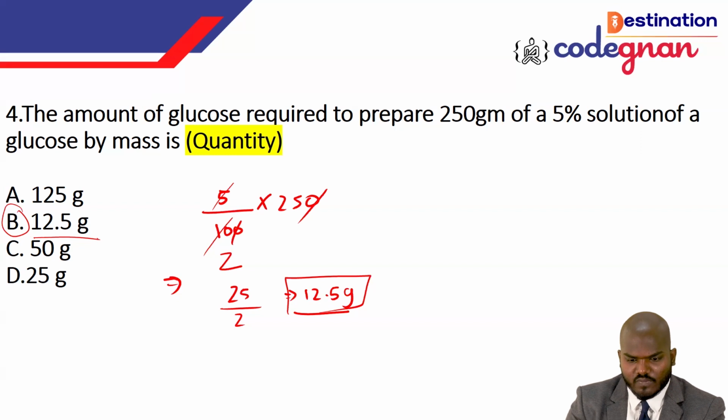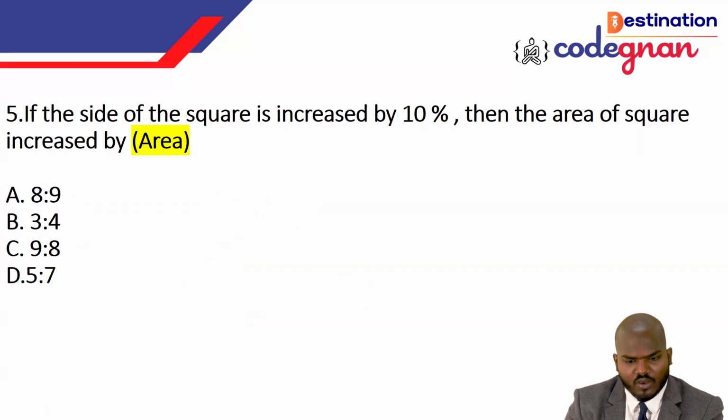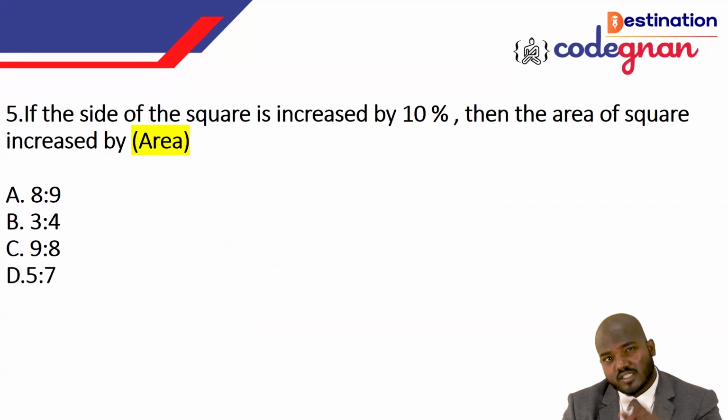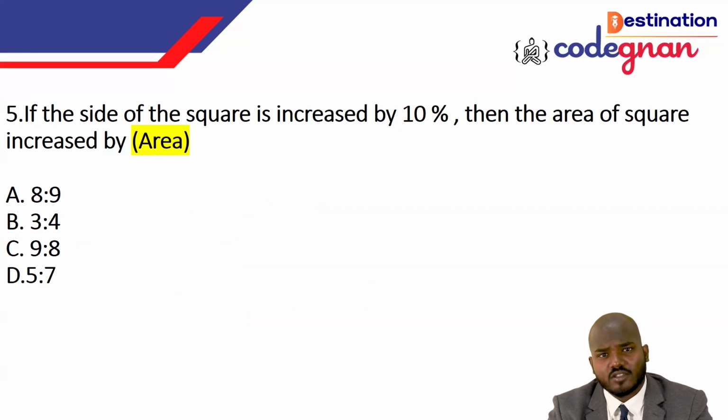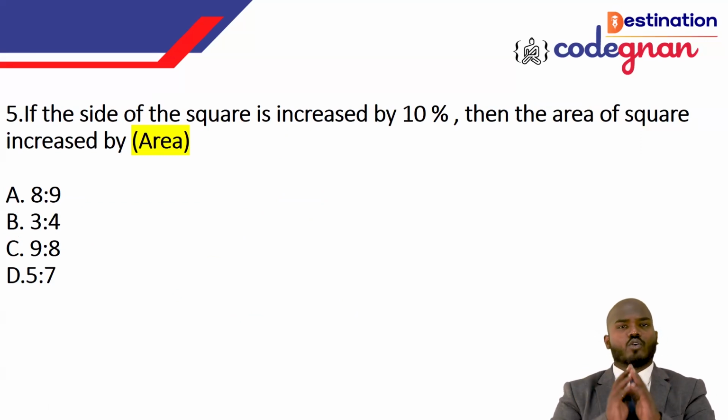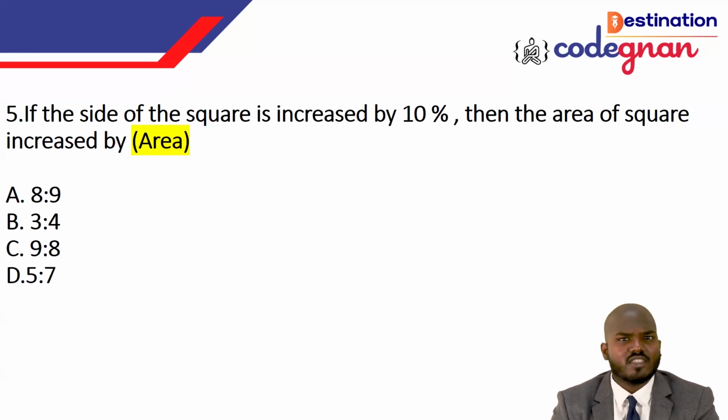So the next question is with respect to the change in area. You see this one, it is a very easy one compared to the previous one. I think you learned in the first class about the percentage increment. So the side of the square. In this kind of question with respect to the change in area, guys, you must know the very basic geometry formulas like area of the square, area of the rectangle, area of the triangle. If you know those formulas, it's very easy to remember.